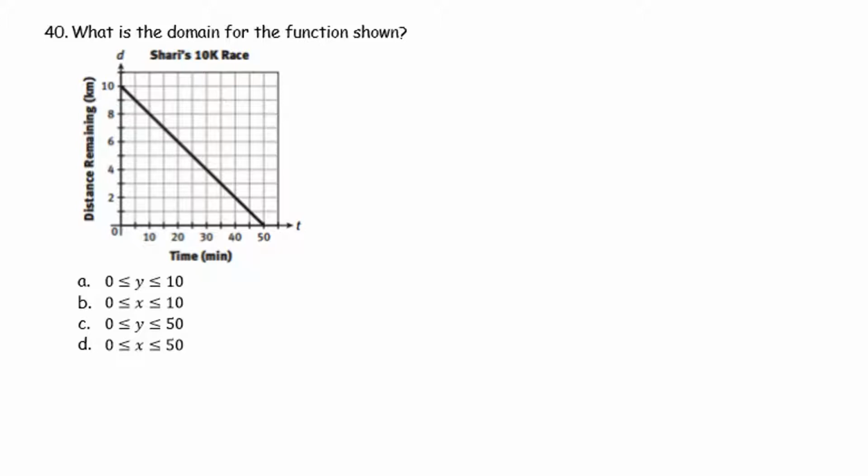Number 40, what is the domain for the function shown? Remember, domain are your x values. So the first thing I'm going to do here is I'm going to get rid of the y's. And then domain, we've got x here, and this is our y-axis. So right here, we're looking at only the x-axis, and we see that it goes from here to here. That's 0 to 50. So the answer to this one would be D.